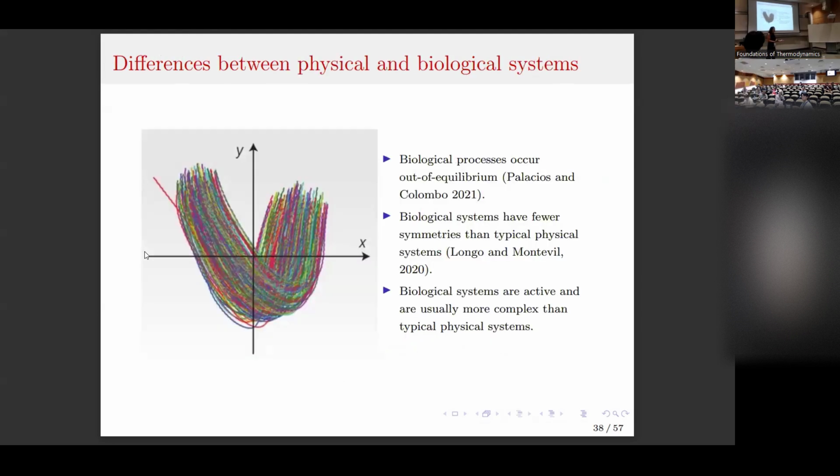This is very interesting because, as in the case of black hole thermodynamics, we find many disanalogies between biological systems and physical systems. Biological processes occur out of equilibrium. Biological systems normally have fewer symmetries than typical physical systems. And biological systems are active. For instance, flocks are active. They decide, they put themselves in motion. And usually they are much more complex than the typical physical system. So then the question is, how possibly could we use statistical mechanics here?